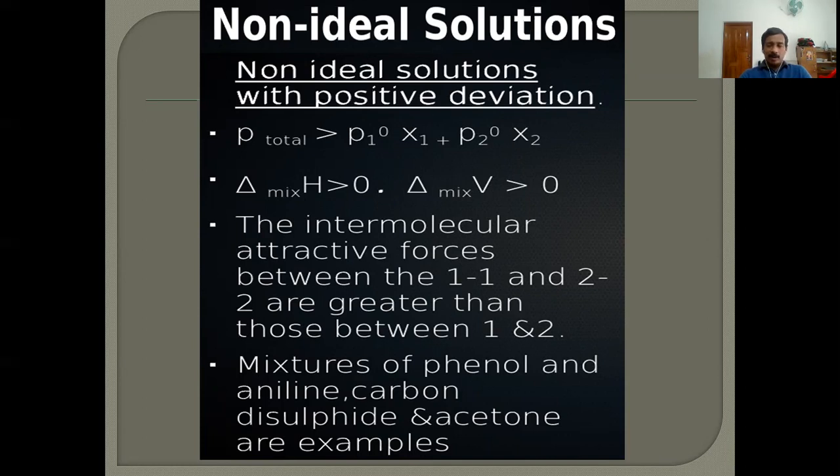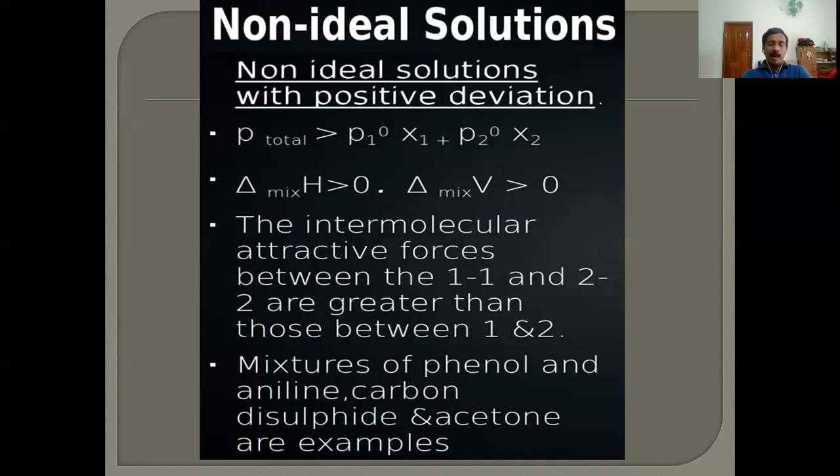So this arises if the attractive force between 1 and 1 is greater than the attractive force between 1 and 2. Similarly, the attractive force between 2 and 2 is greater than the attractive force between 1 and 2. That means the attractive interactions are less between component 1 and component 2. Solvent-solvent interaction is more than solute-solvent interaction. Similarly, solute-solute interaction is more than solute-solvent interaction. In such a case, delta H mix will be positive, delta V mix will be positive, greater than 0 means positive. Such a solution is showing positive deviation from ideal behavior.